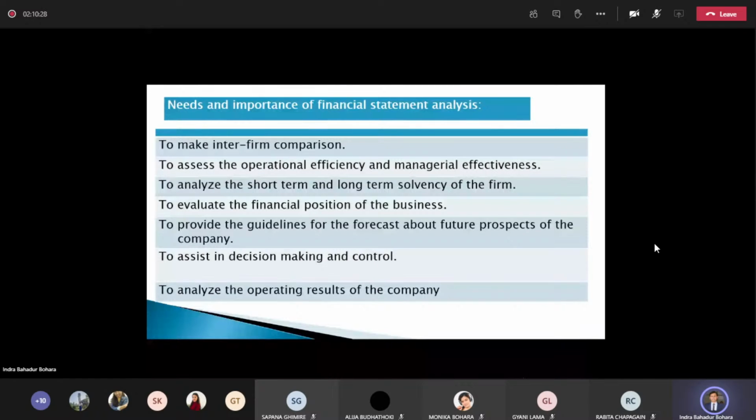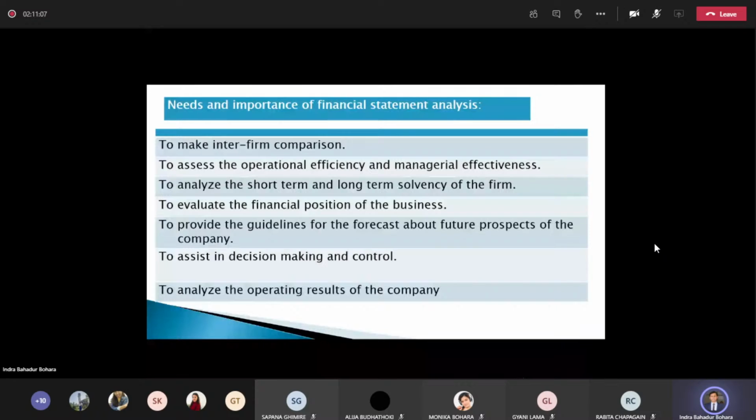And within the organization, managerial and profitability position can be judged with the help of financial statement analysis. Besides this, to analyze the short term and long term, as I just told you, liquidity and solvency or long term leverage of the company can be judged and analyzed. Then necessary corrective action can be taken in due time, before such bad solvency and liquidity positions of the company happen.